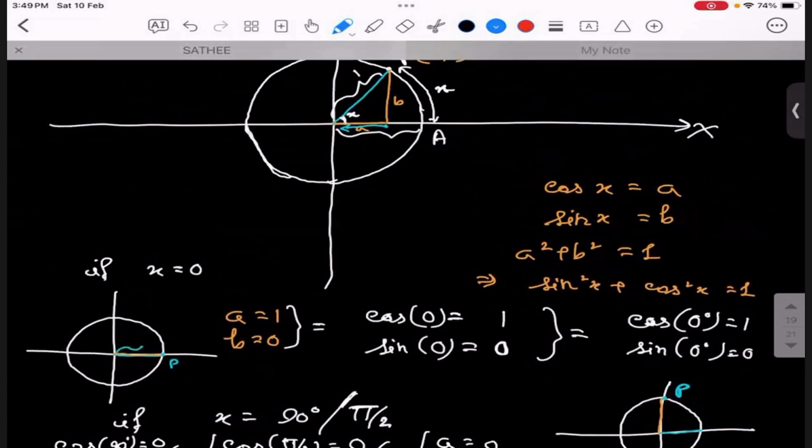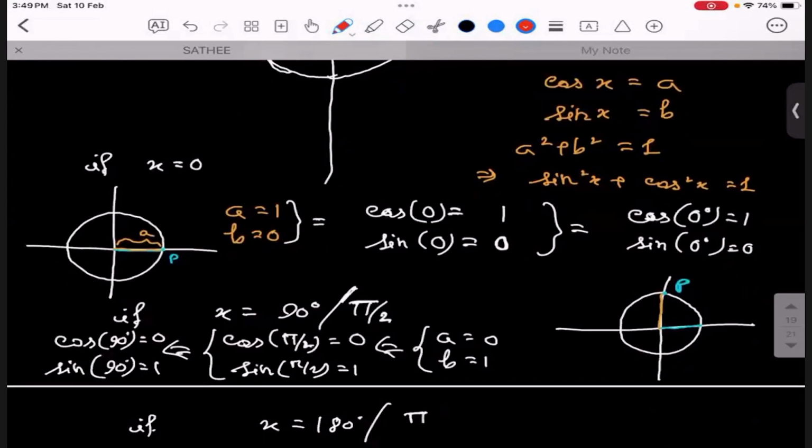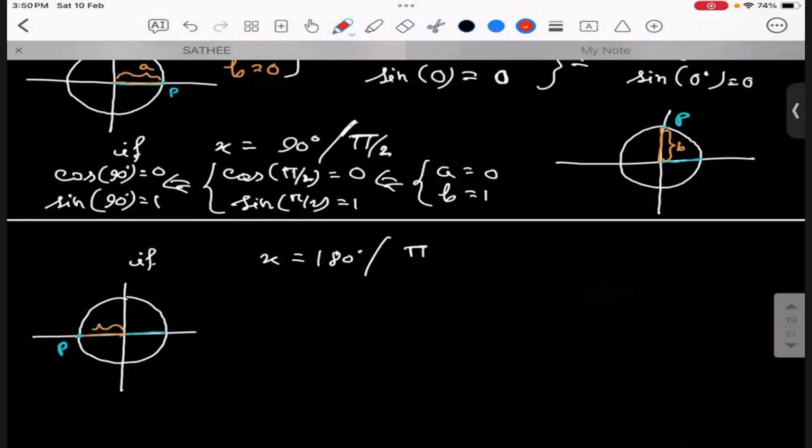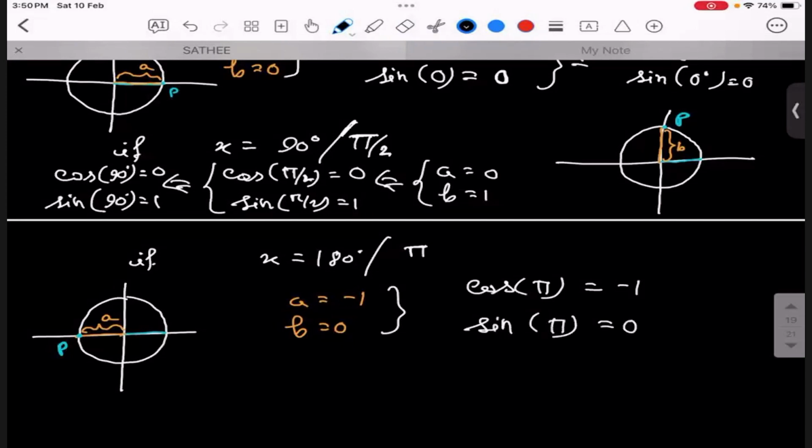Here, this is our A, but B is 0. Here, this is our B, but A is 0. Here, this is our A again, but in the negative direction. So A will be -1 and B is 0. This implies that cos pi equals -1, sin pi equals 0.